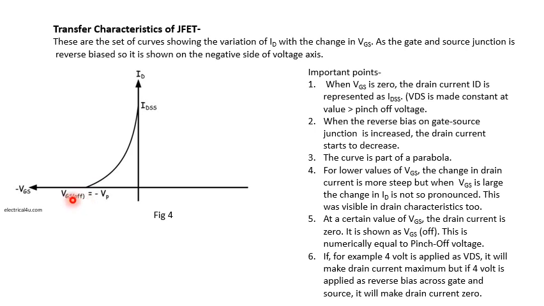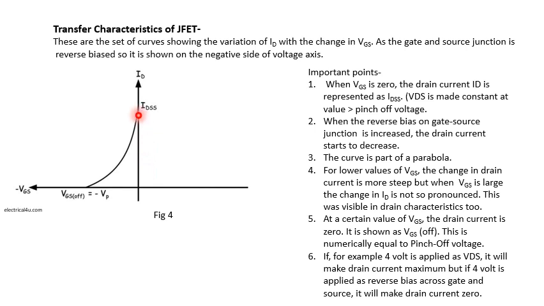It was mentioned in the earlier slide that the value of VGS at which the drain current becomes 0 is called VGS off, and it is numerically equal to the pinch-off voltage. It was also discussed in the earlier slide. Both have the same magnitude, but the only thing is that when it is applied as VGS, it is to be reverse biased, and the drain and source voltage is applied in the normal manner.